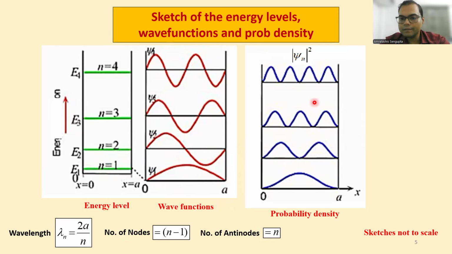If the probability densities are sketched, they look like this, because it is mod psi n squared, which is psi star psi. It is always a positive quantity. And these diagrams, these sketches, are not to scale, but we get an idea about how this system is going to look.